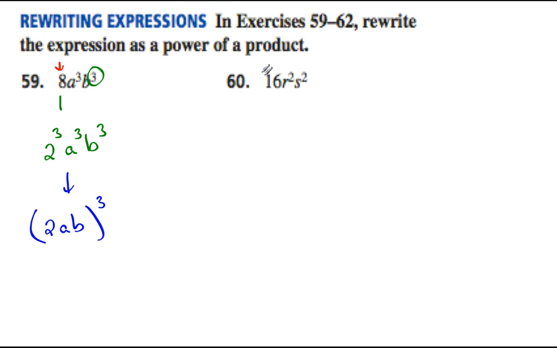All right, and we can do the same thing with this one. r squared, s squared, and 16. Can I rewrite 16 as a square? Yep. So 16 is 4 squared, r squared, s squared. And then I'm just going to rewrite this as 4rs all to the second power. This will come in handy when we get to the section where we're solving these kind of equations, solving exponential equations.